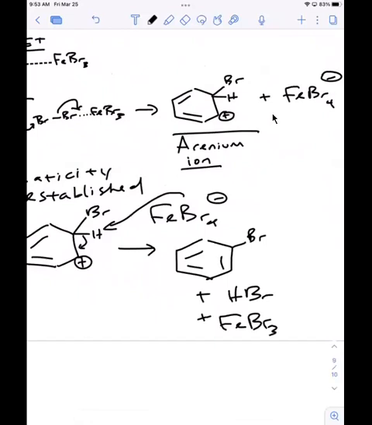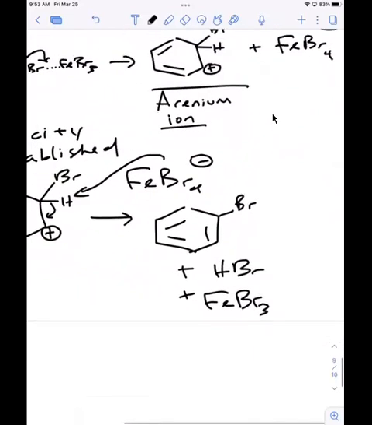And every time your catalyst gets regenerated, it's called a turnover. So every time you go through the cycle once and regenerate the catalyst, it's called a turnover. Depending on how good the catalyst is, some catalysts can give you 1,000 turnovers, some can give you 1,000,000 turnovers. It just depends on what type of catalyst it is.